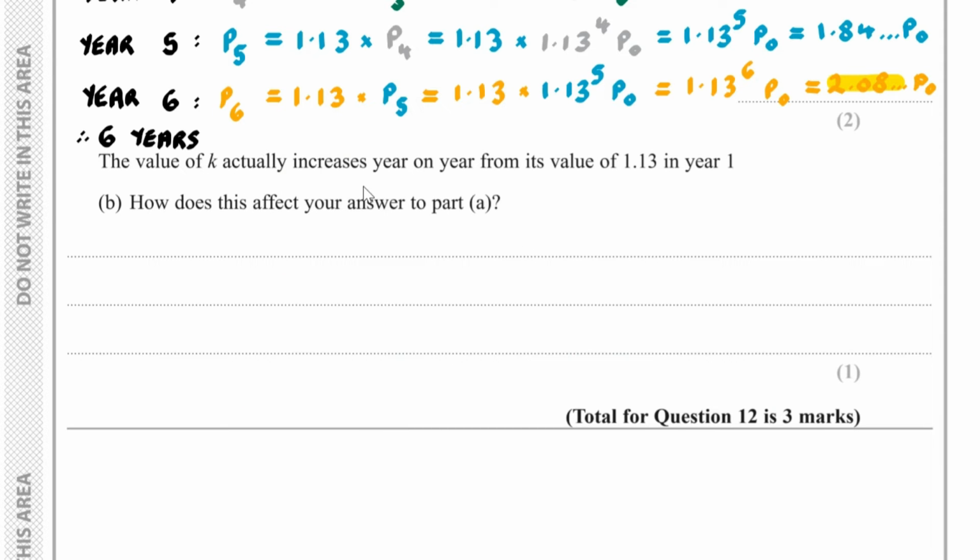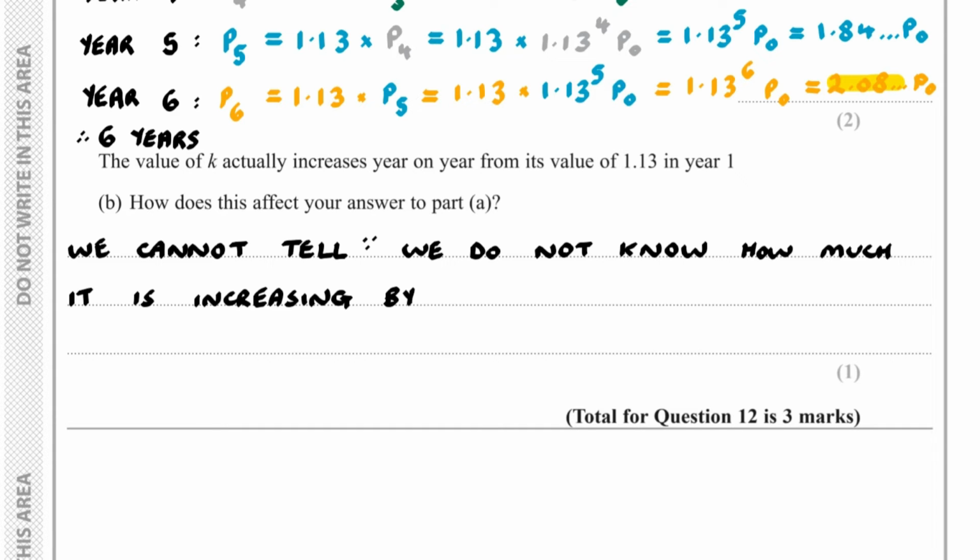The value of k actually increases year on year from its value of 1.13 in year 1. How does this affect your answer to part A? Well, we cannot tell because we do not know how much it is increasing by. So we don't know how long it will take, in other words.